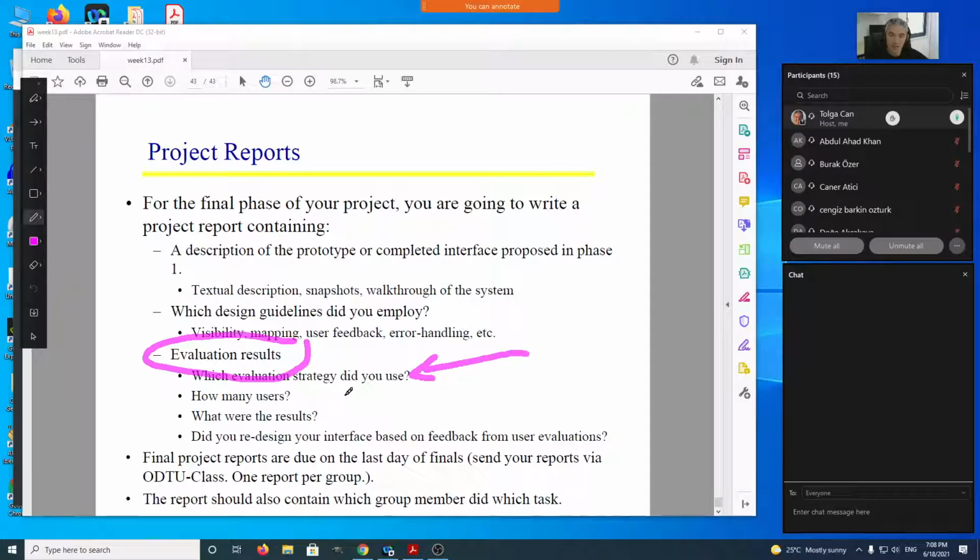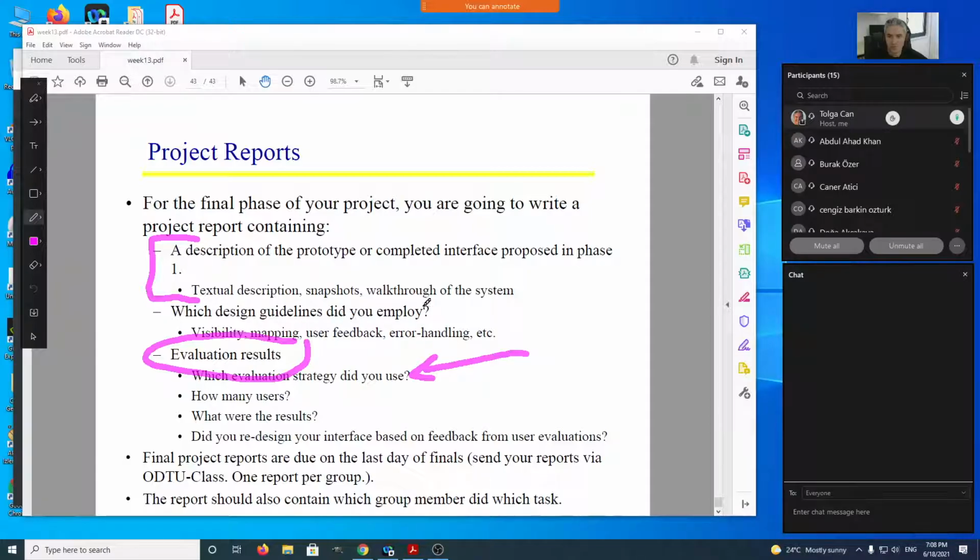All right, so this part is a short description of your prototype, what you have completed, what types of prototypes you have built, and what are the different alternative design decisions you have taken. So this is the first part.